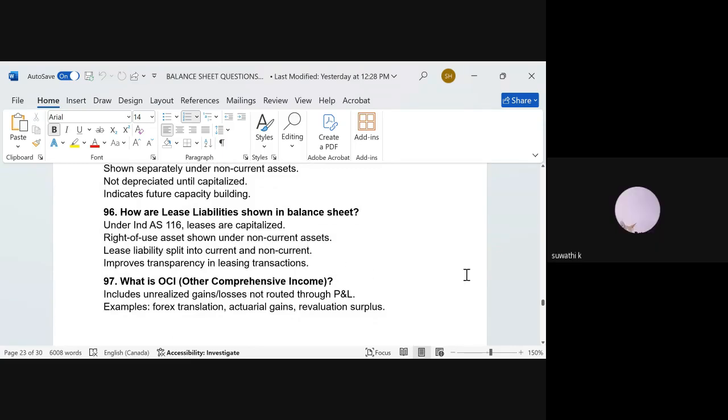How are lease liabilities shown in the balance sheet? Under Ind AS 116, leases are capitalized. Right-of-use asset shown under non-current assets. Lease liability split into current and non-current. Improves transparency in leasing transactions.